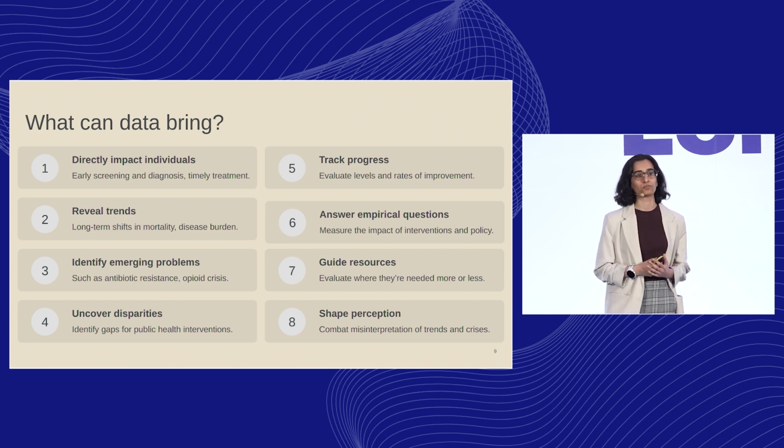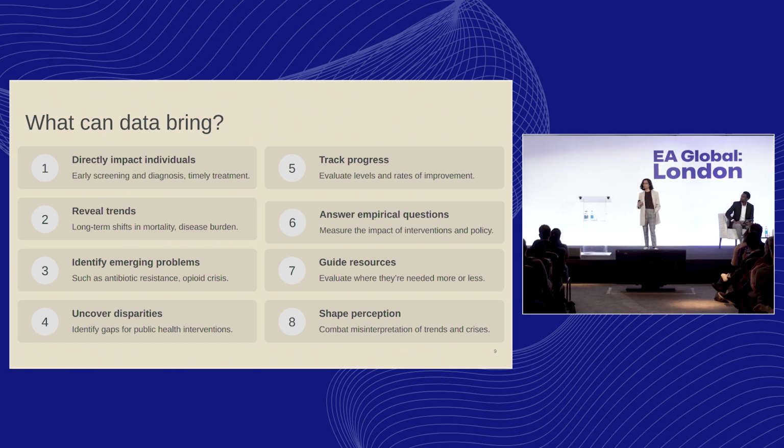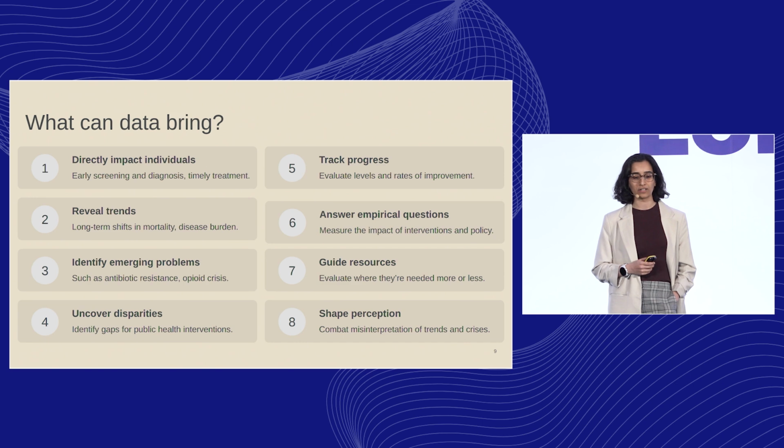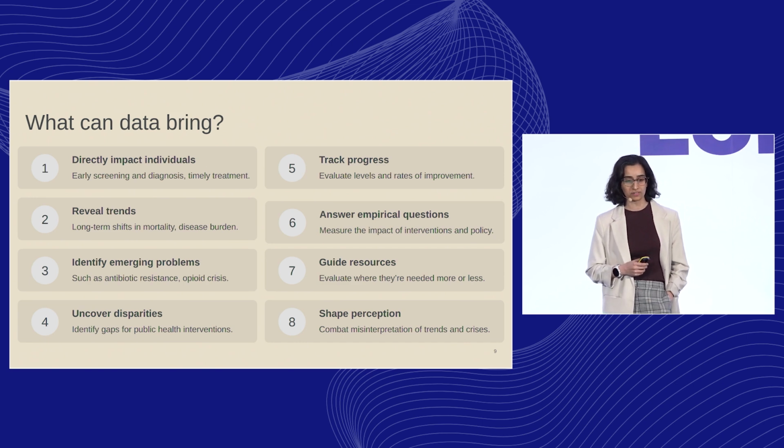We can also use it to track progress. How fast is progress happening? We can answer empirical questions on how effective policies are or how effective technologies are. We can also use it to guide resources and to know where people need the treatments that we have. And finally, we can use it to shape perception. People's perception can affect the decisions that they make and what they think are important problems.